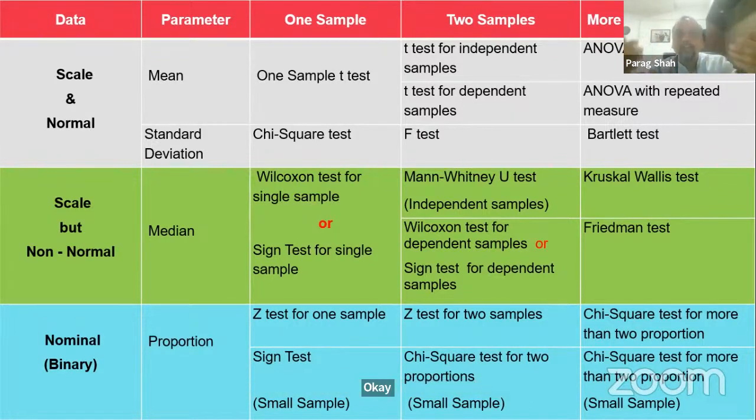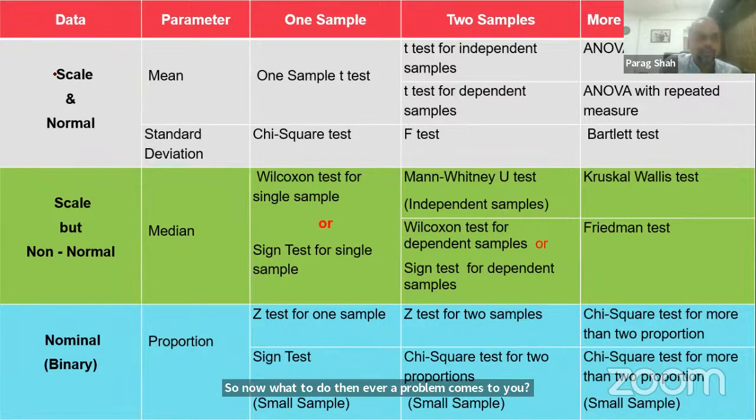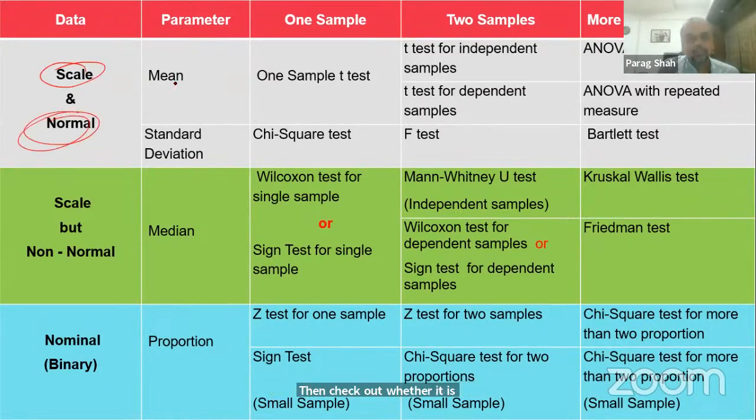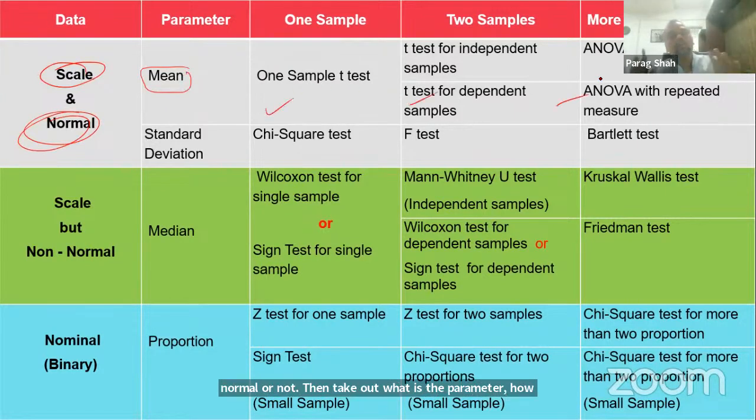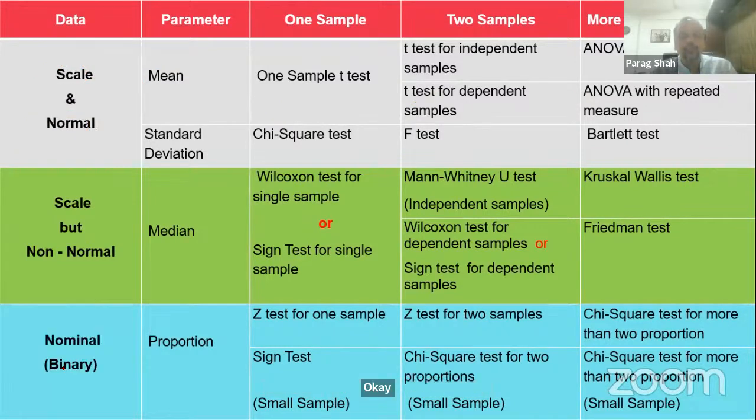So now what to do whenever a problem comes to you: check what is the decision variable, then check whether it is scale or not, then check whether it is normal or not, then check what is the parameter and how many samples we have, and automatically you will come up to the test. The correct hypothesis test will be decided. Okay? So, any questions for this?